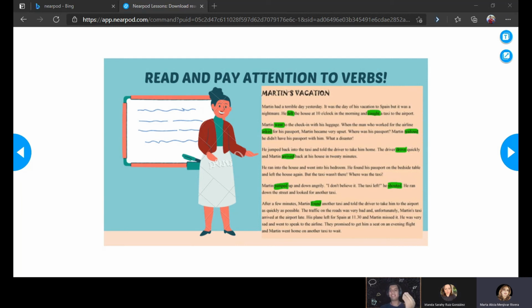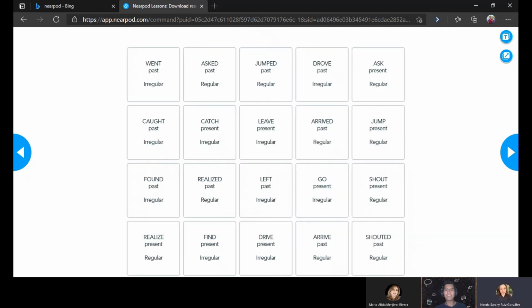So now, based on this story, we are going to use these verbs that I underlined, and we are going to find the base form and the past form. Okay, guys. So I have prepared this activity to work together. Now we are going to find the couple. So we have some verbs in the base form, that means the present tense, and the past one. And you will find if it is regular or irregular.